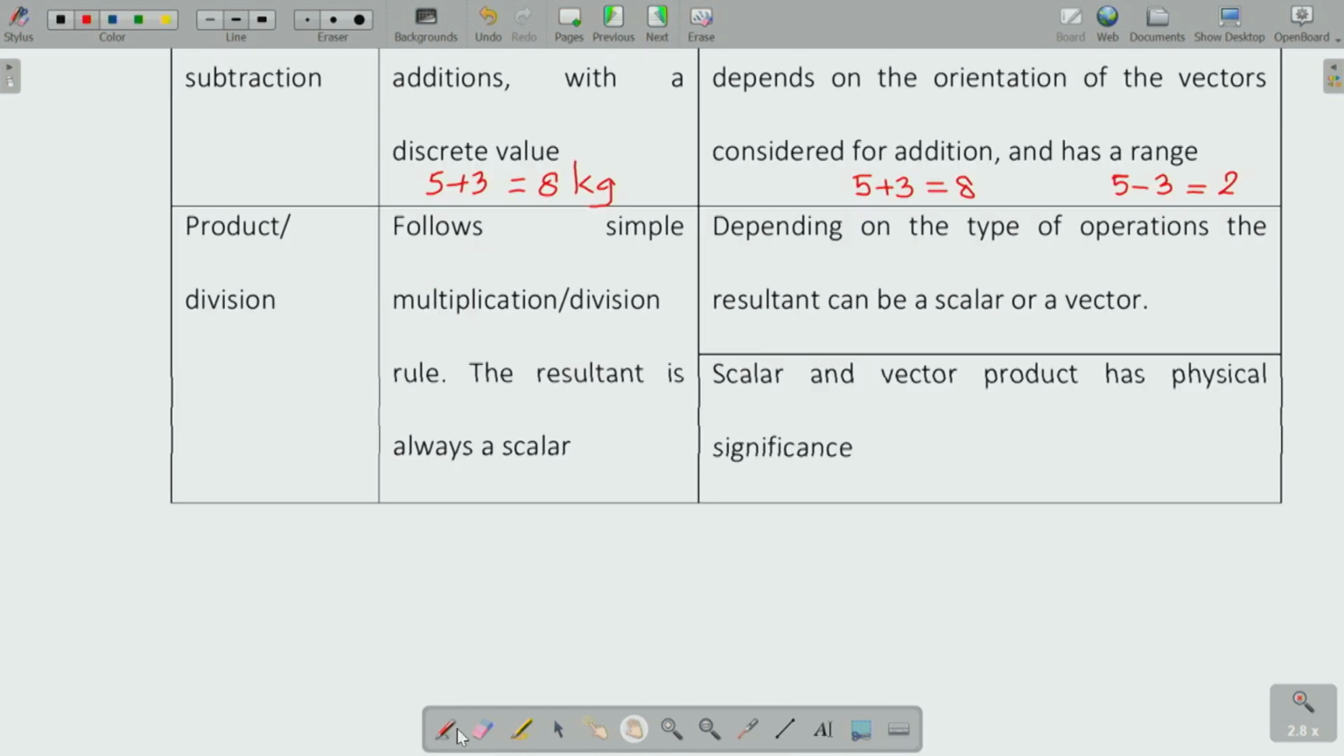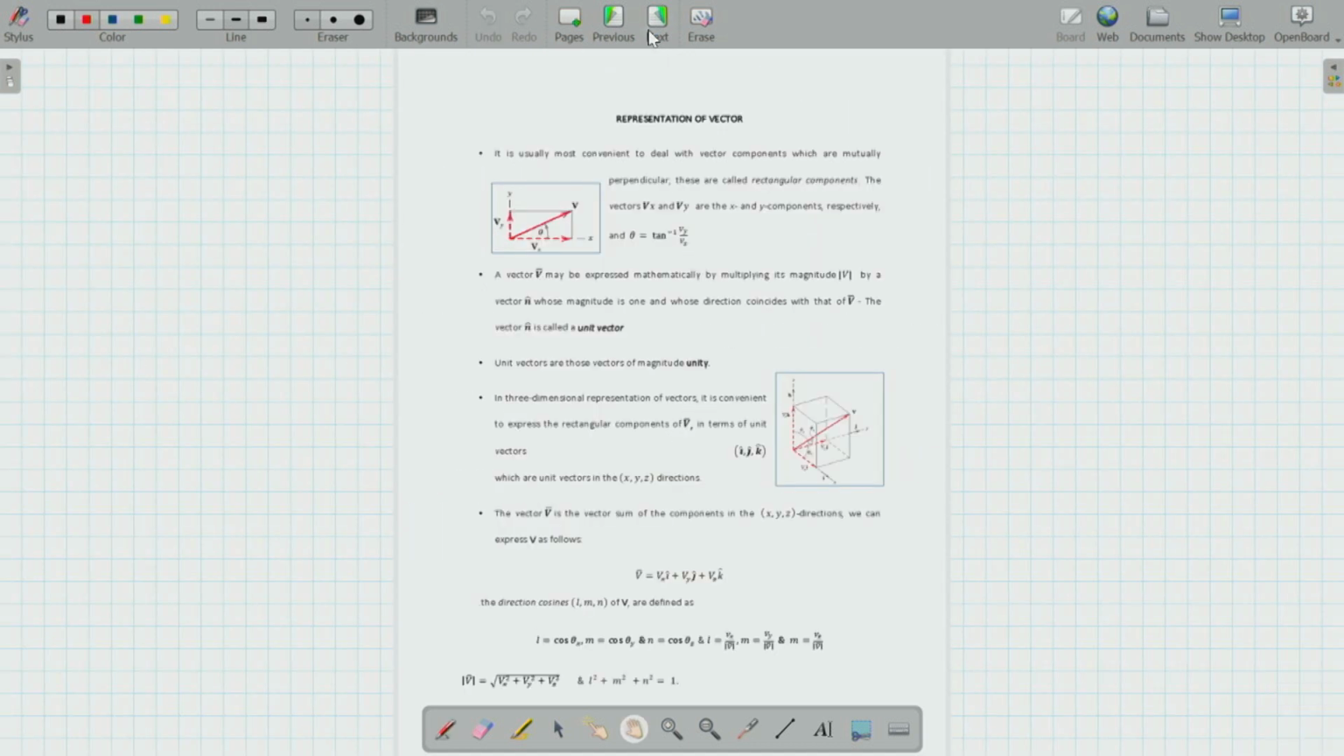Similarly is the multiplication. 5 into 3 is going to be 15. Here 5 into 3 can either be 0 or 15 or anything else, depending upon whether you are performing a scalar product or a vector product. Both scalar and vector product have their own physical significance, which we will talk about in detail when we talk about their applications. Having seen this, we will go into how to represent a vector.